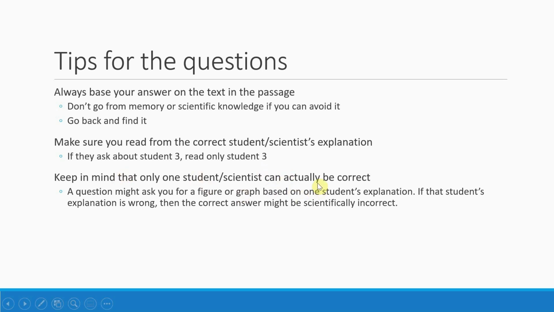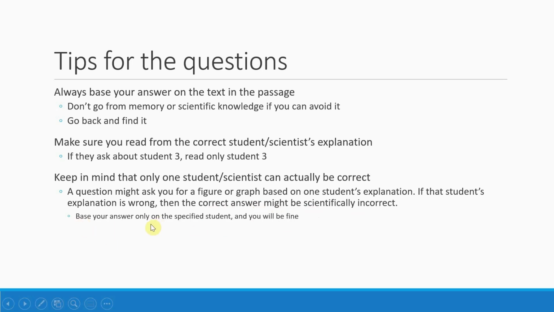Sometimes they might even ask you to create a graph based on someone's explanation, and that's where that'll really get people. Because they'll often go like, oh yeah, I know the graph should look like this. Well, if that student's explanation was wrong, then that answer might be scientifically incorrect, but it would still be the correct answer. So that takes a little getting used to because it's backwards, but read carefully and watch out for that.